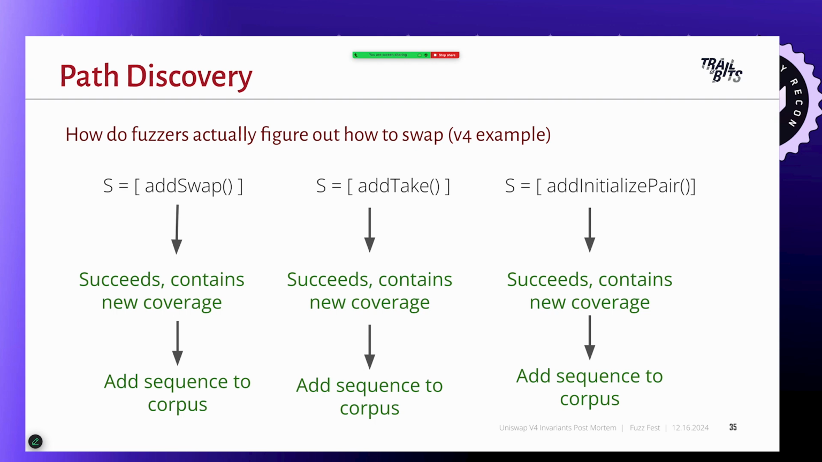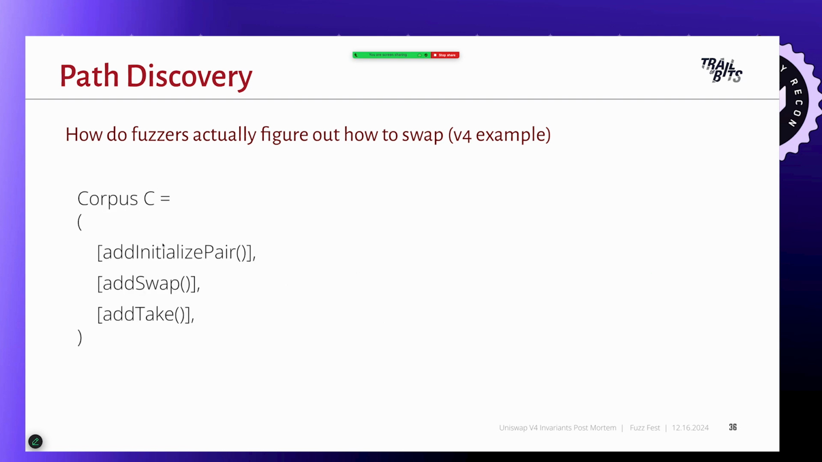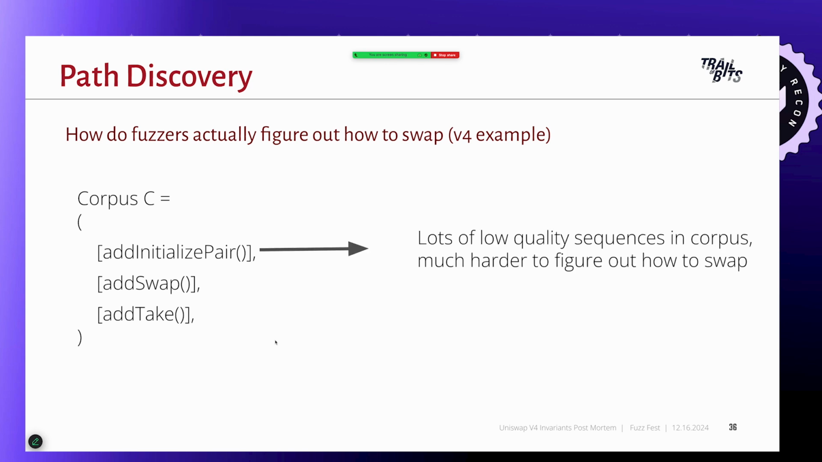Same thing happens with add initialize pair. Same situation. It's going to succeed. It has new coverage. It's going to add the sequence to the corpus. So now what does our corpus look like? It has these three functions in it: add initialize pair, add swap, and add take.